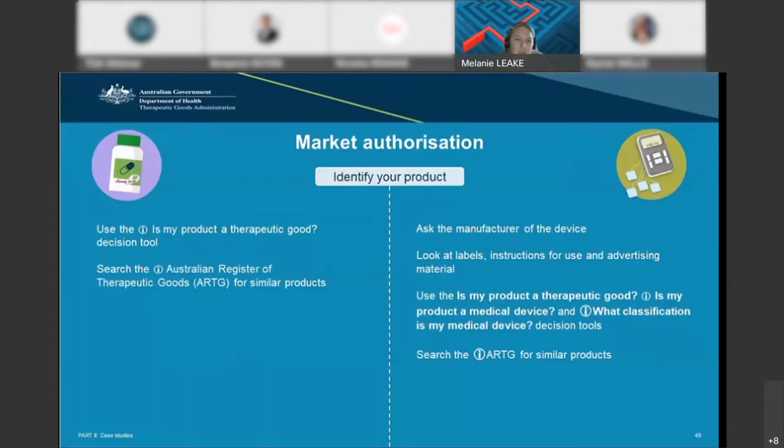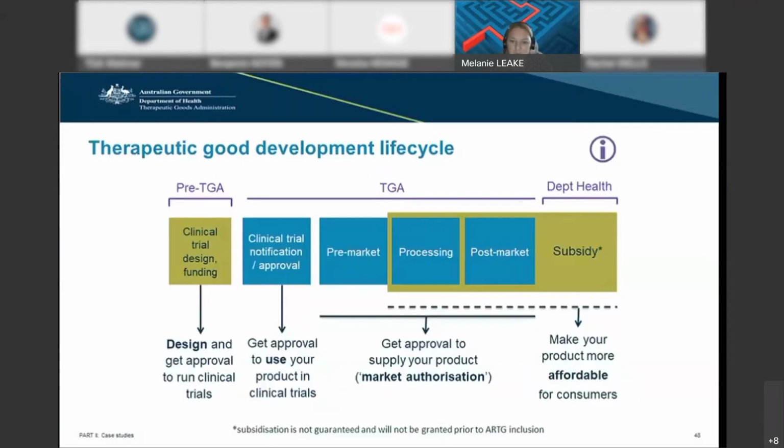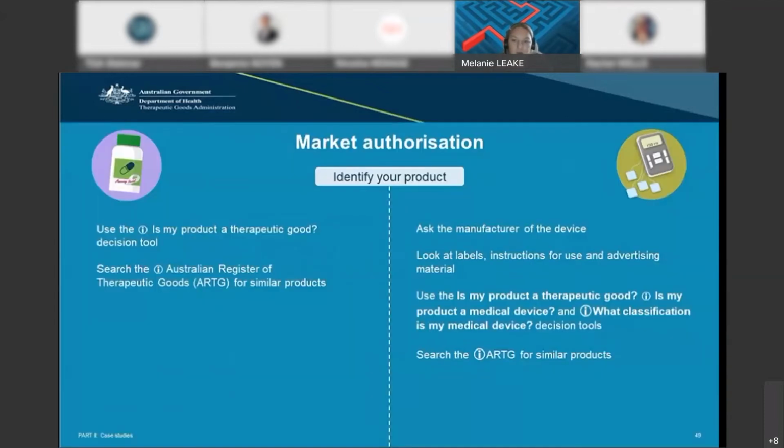Apologies. So let's look at what you need to consider in your application, the pre-market and processing stages. Before you apply for market authorisation, you have to determine whether your product is actually a therapeutic good. TGA only regulates therapeutic goods. We don't regulate cosmetics or food.